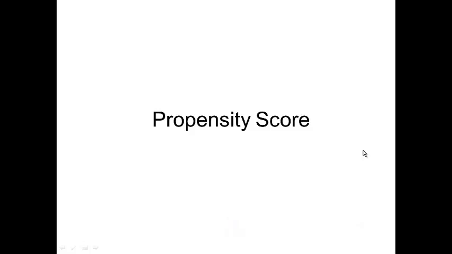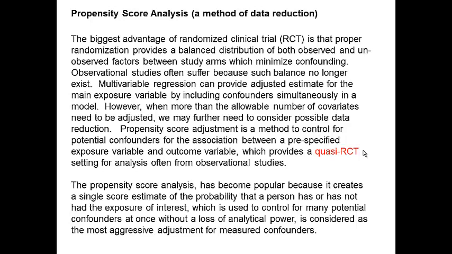In this video, we are going to learn about propensity score. Propensity score, a method of data reduction. The biggest advantage of randomized clinical trial is that proper randomization provides a balanced distribution of both observed and unobserved factors between study arms, which minimize confounding.